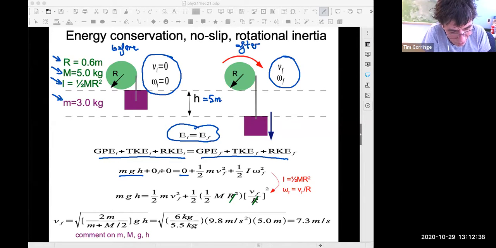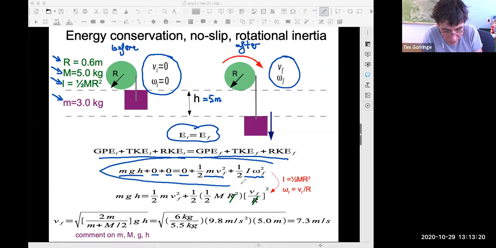The initial translational kinetic energy of the bucket is 0 because it's at rest. The final translational kinetic energy of the bucket is 1/2 m v_f squared. Likewise, the initial rotational kinetic energy of the pulley is 0. The final rotational kinetic energy of the pulley is 1/2 I omega_f squared. So that's energy conservation, and me filling in all the forms of energy that are relevant in this particular bucket and pulley problem. Okay, so that was a big step.